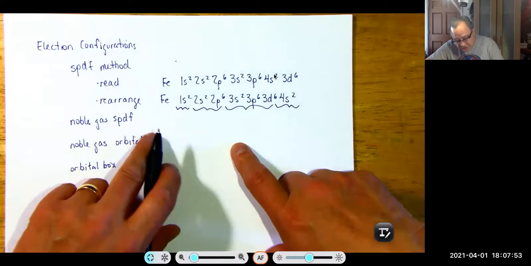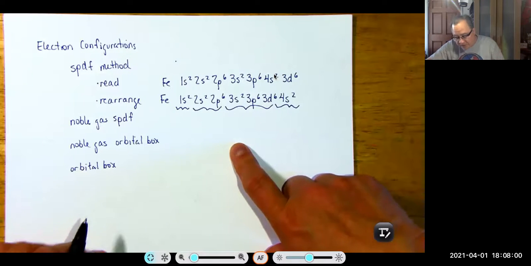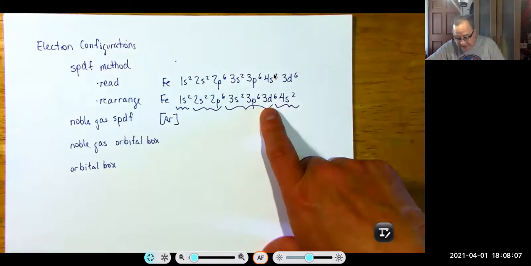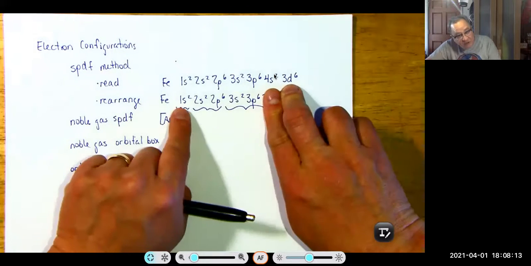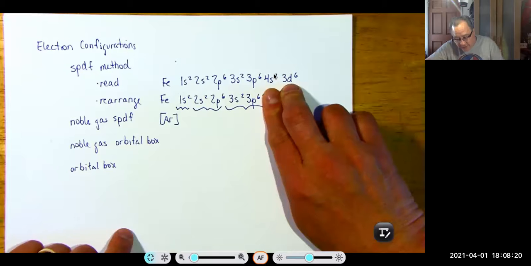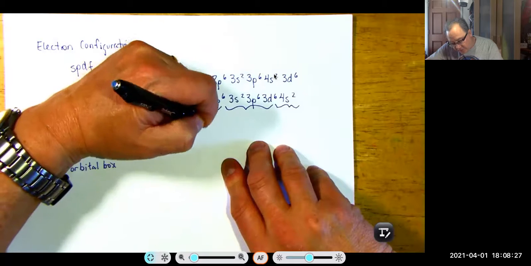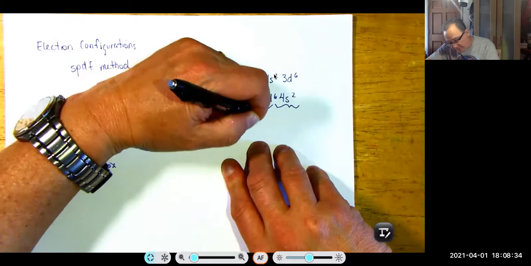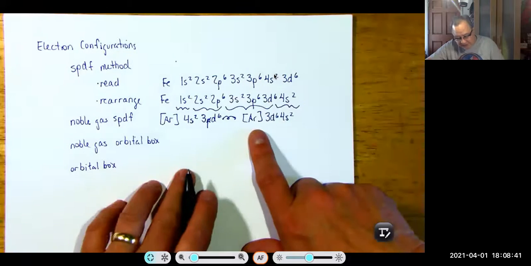Now, for the noble gas for iron, you would start with the preceding noble gas that comes before iron. So that happens to be argon. And argon has 18 electrons, and that would be these electrons that you can see right here that are in the 1s2, 2s2, 2p6, 3s2, and 3p6. They're all part of argon. And then you would read from the periodic table, and you would read 4s2, 3d6, and then you would rearrange this also, and you would get argon 3d6, 4s2. So this is the noble gas SPDF notation.